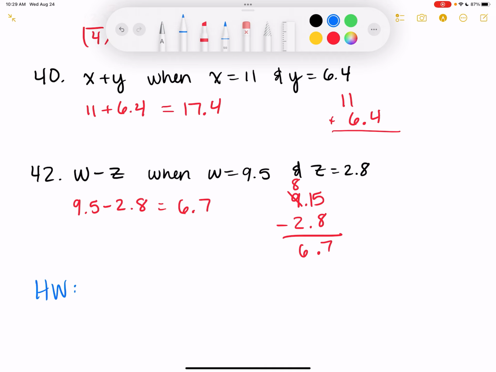So the problems are 3, 7, 9, 11, 17, 19, 21, and then let's see, 27, 31, 35, and then 39 and 41.